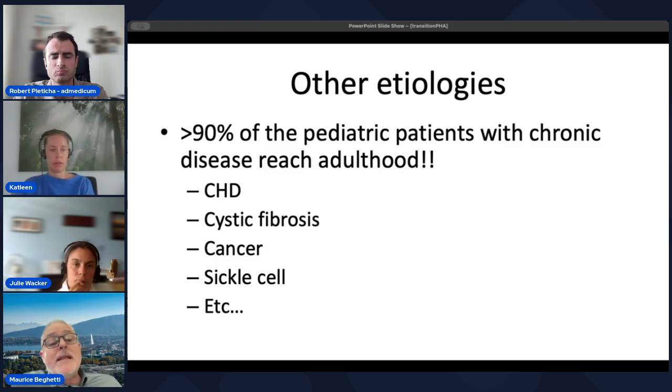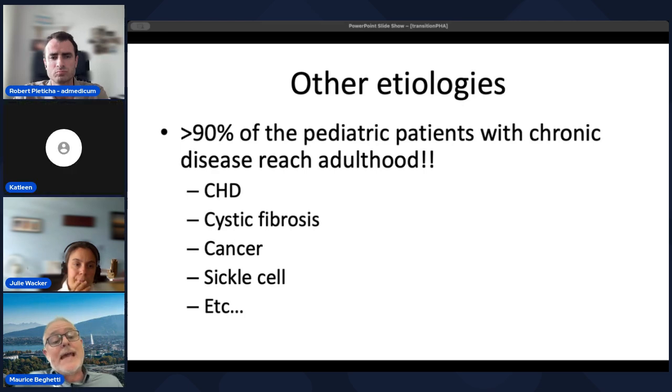We can see that in many pediatric diseases, indeed. All the chronic pediatric diseases are now planning transition clinics because congenital heart disease is one, but cystic fibrosis, cancer, sickle cell disease, all these different chronic diseases now need transition because we have made so much progress in pediatrics that these patients now are young adults and they need to have adult care.